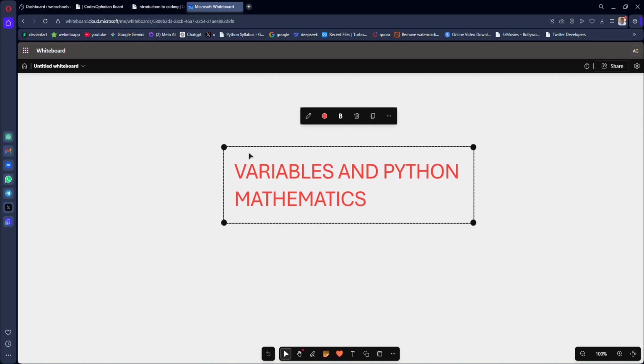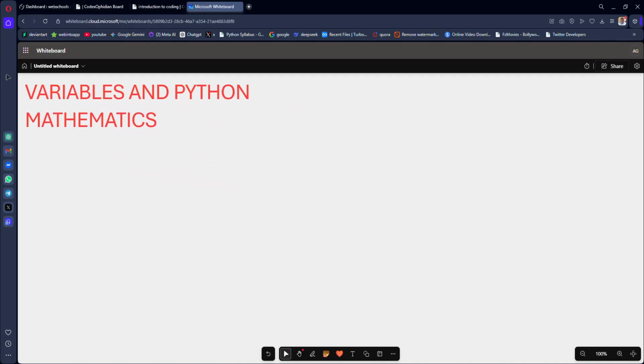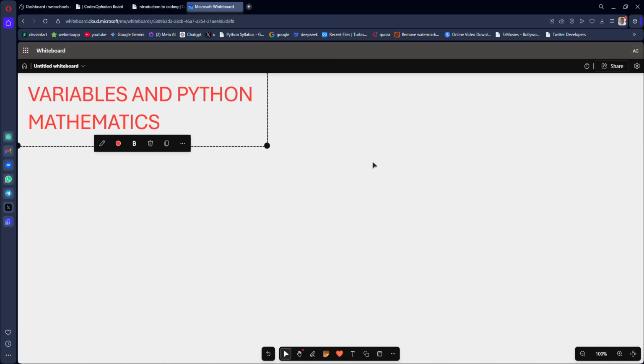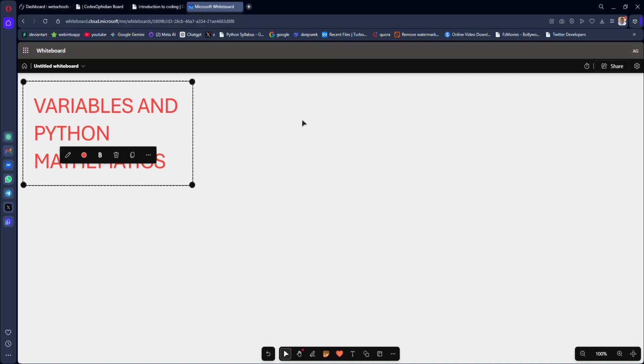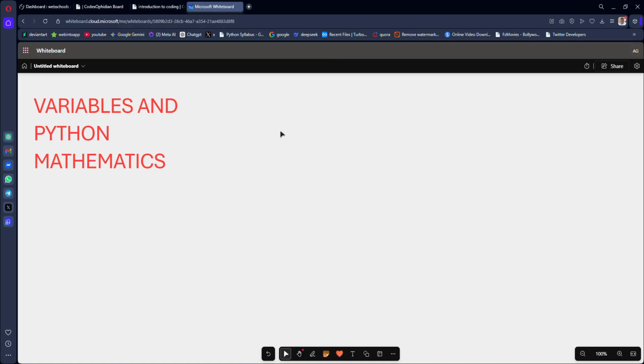So when we ask this question, variables and Python mathematics, the question answers itself. What are variables and how do we do mathematics in Python? Of course, in mathematics, variables are cornerstone to solving mathematical problems, which we'll be seeing today. We'll try to solve one or two equations with our beautiful Python mathematics. But first, we must understand what variables are.